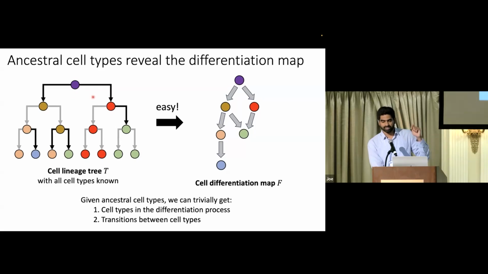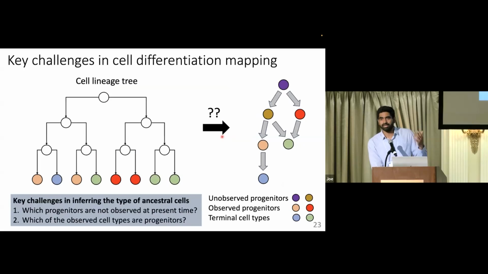You can build a cell differentiation map simply by observing the edges of the cell lineage tree. The source and the target node have different labels, and you can build a cell differentiation map that way. So that would be really easy, and I wouldn't be giving this talk right now. The problem is that we don't actually measure the cell type of these ancestral cells. All the measurements are only at the leaves. And that actually has 2 big challenges that we have to face.